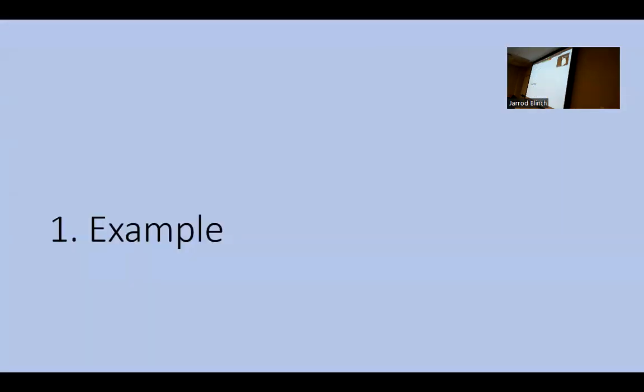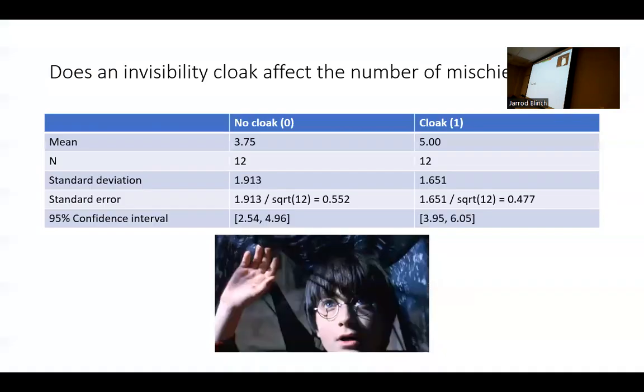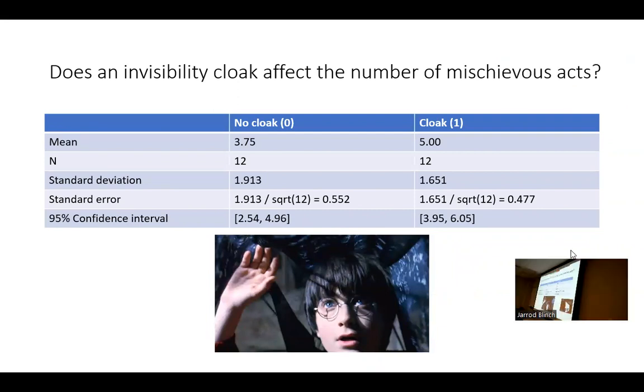So let's look at the example from the textbook, at least one of the examples. So it was, does an invisibility cloak affect the number of mischievous acts?